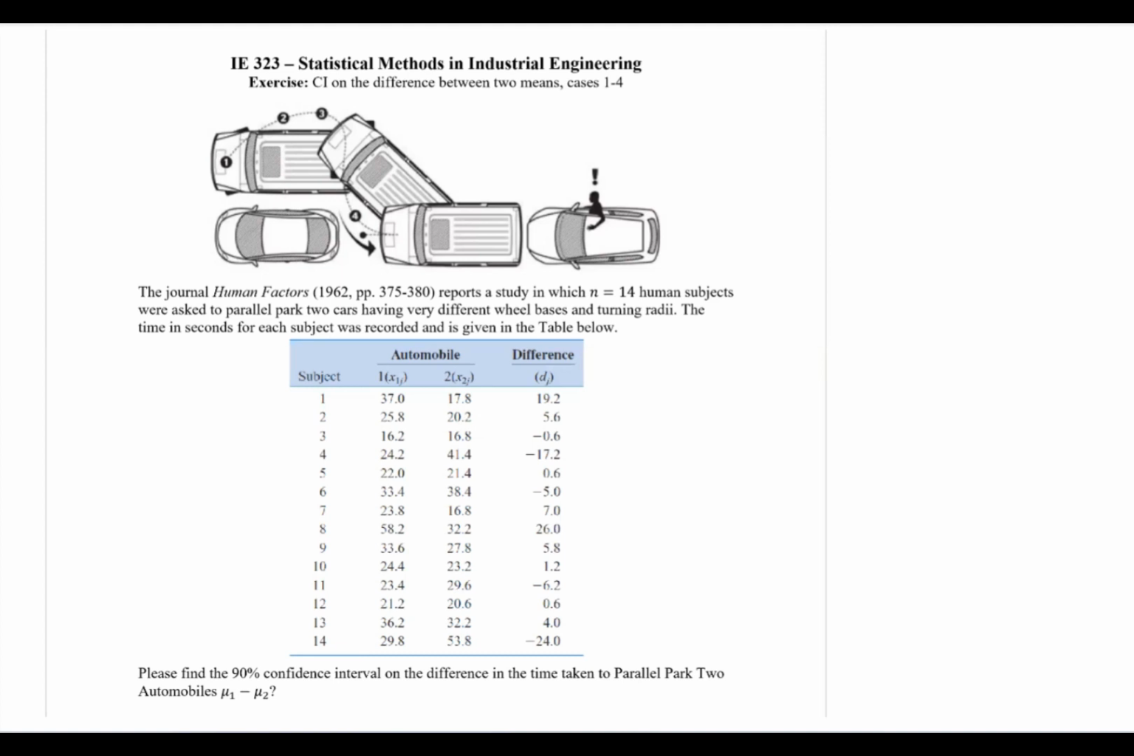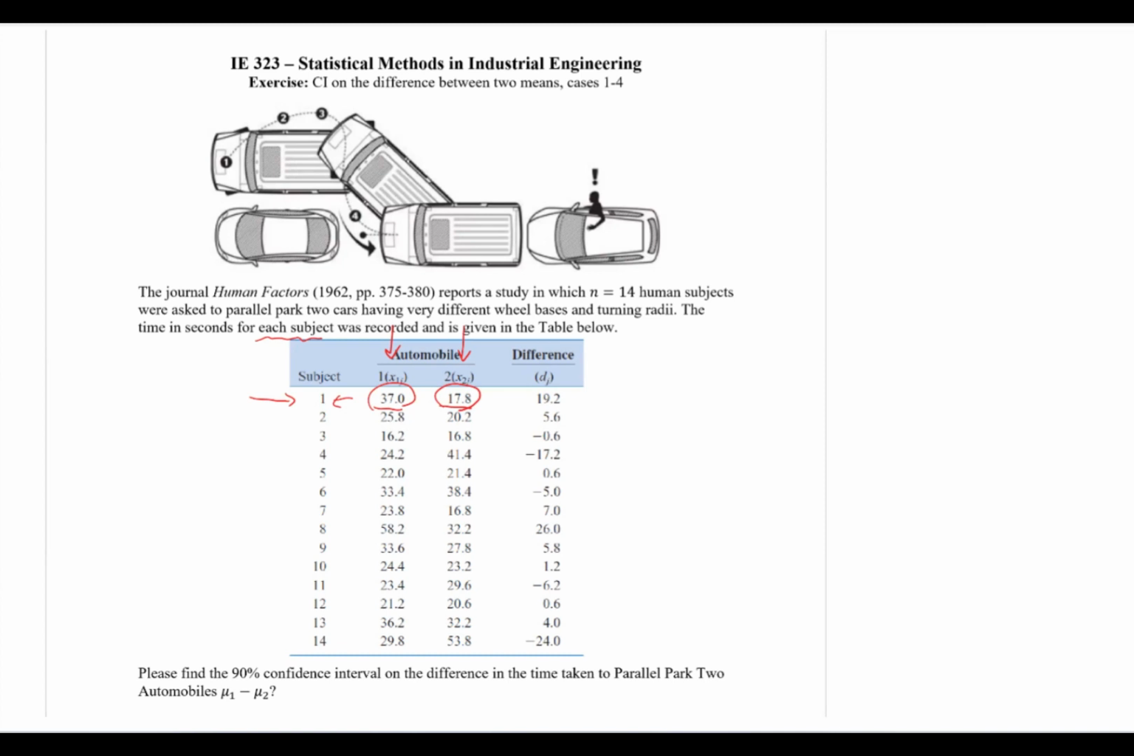You see the same subject parks two different cars. This is the first type of car, this is the second type of car, and this is the same subject parking two different cars. So these are the paired observations for two different cars for the same subject. This is called paired observation.